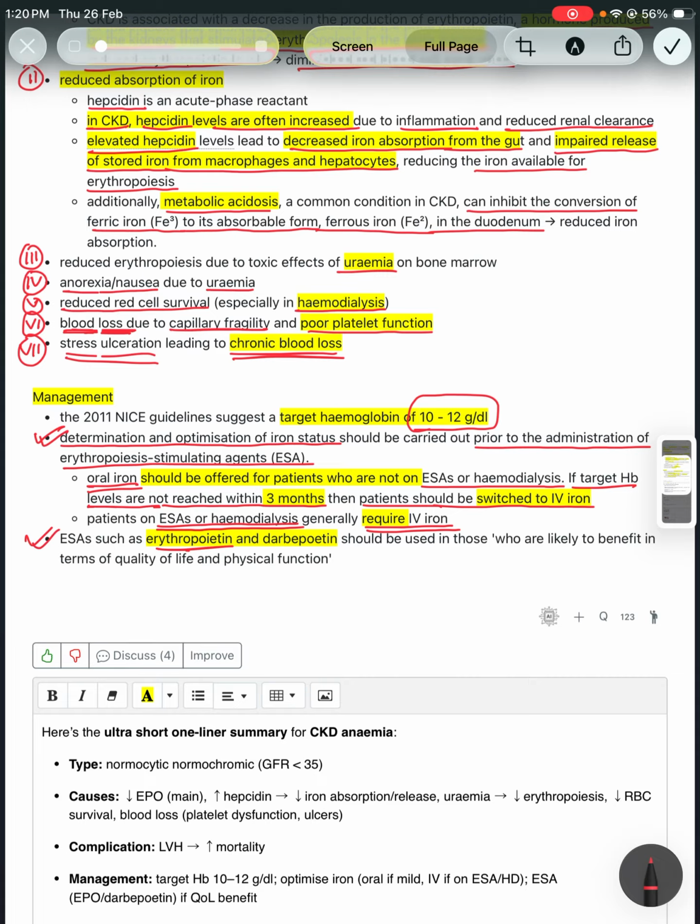Erythropoiesis stimulating agents, erythropoietin, darbepoetin, should be used in those who are likely to benefit in terms of quality of life and physical function.